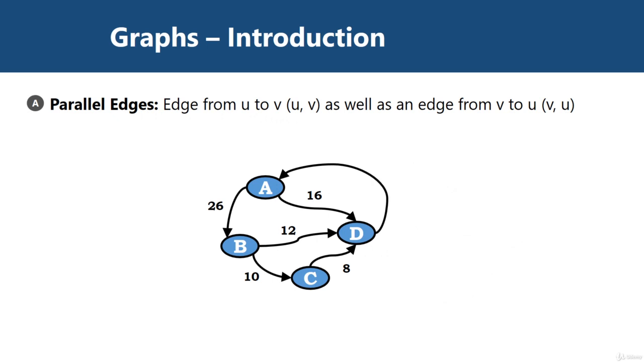In a graph, edges are parallel if there is an edge from vertex U to vertex V, as well as an edge from vertex V to vertex U. For example, in this graph, there is an edge from vertex A to vertex D, as well as an edge from vertex D to vertex A. So these edges are called parallel edges.